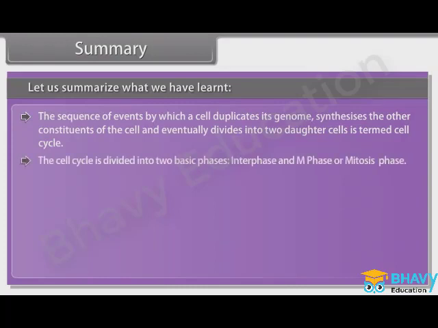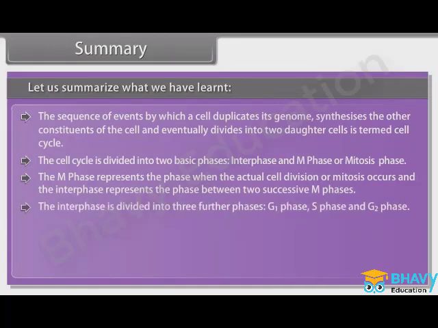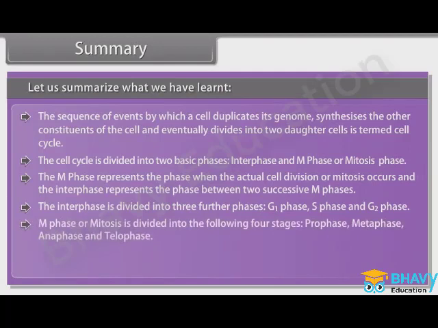The cell cycle is divided into two basic phases, interphase and M phase or mitosis phase. The M phase represents the phase when the actual cell division or mitosis occurs, and the interphase represents the phase between two successive M phases. The interphase is divided into three further phases, G1 phase, S phase, and G2 phase. M phase or mitosis is divided into the following four stages: prophase, metaphase, anaphase, and telophase.